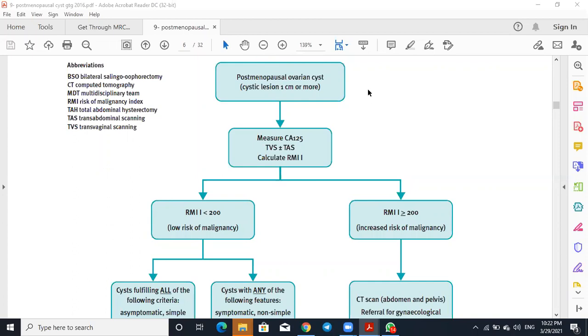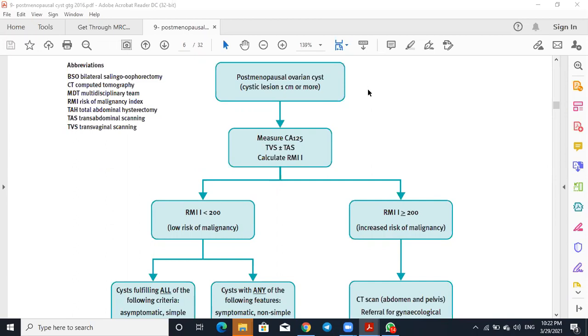Okay, I will continue. Postmenopausal ovarian cyst, cystic lesion 1 centimeter or more. After that, we have to measure CA 125, TVS, and ultrasound, plus or minus transabdominal ultrasound. This we do to calculate the RMI.